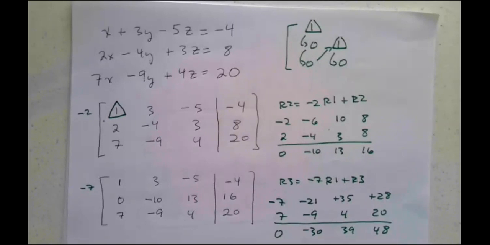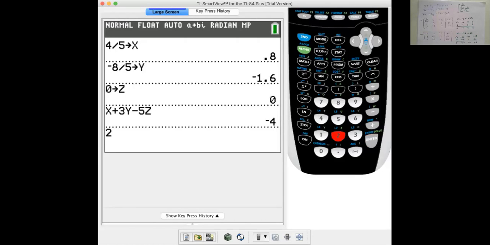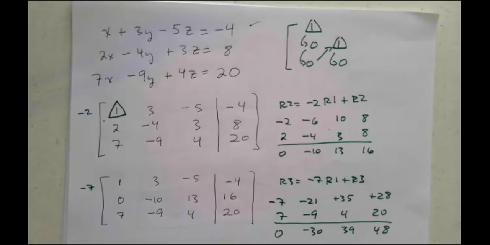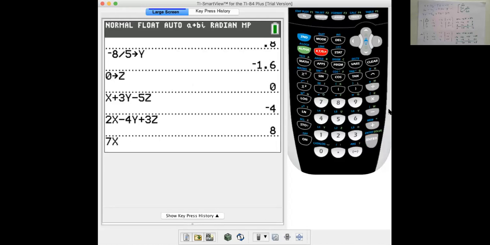What's our second equation to check? So the first one checked. 2x minus 4y plus 3z. We hope that's 8. 2x minus 4y plus 3z. Again, we hope that's 8. Is it? It is. That checks. Feeling good about ourselves. And then we have 7x minus 9y plus 4z. Let's see if that's 20. And it is.